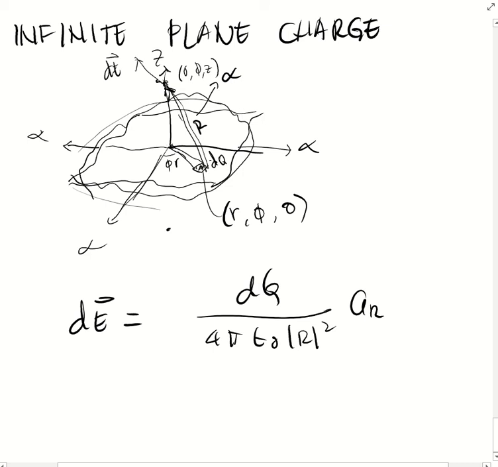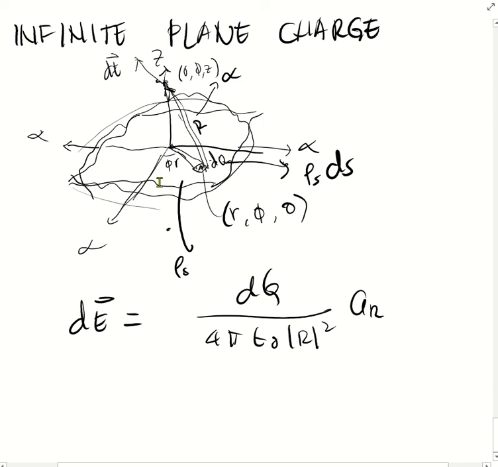So, assume natin ulit, ano to? Rho S. Meron tayong rho S. And that rho S is equal to DQ over DS, or this DQ will be equal to rho S times the differential surface area. Ano yung magiging differential surface area natin? This is a cylinder. Yung baba niya is just a circle. So, yung radius natin yung nagbabago, from 0 to positive infinity. Di ba? So, yung magiging limit natin, 0 to positive infinity. How about phi? Yung phi natin, kailangan from 0, 1 revolution to 2 pi.